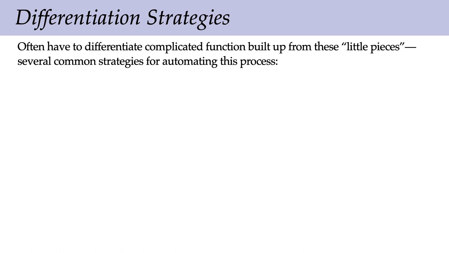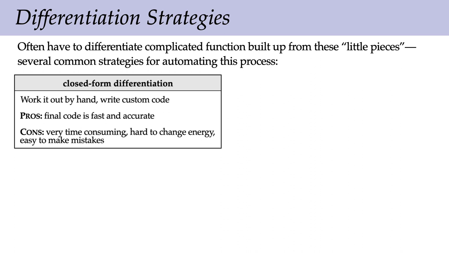Now, as you go on to more and more sophisticated algorithms for geometry or for simulation, you often encounter complicated functions that are built up from these little geometric pieces. So functions or energies that are expressed in terms of areas and lengths and angles and so forth. And taking these derivatives by hand starts to get really overwhelming. And so there are several common strategies for automating this process. One is to, well, don't automate it. Just keep working it out by hand and write custom code for your derivatives.